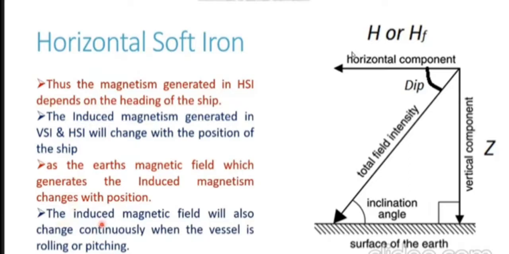Now, the induced magnetism in the ship's structure will also change continuously when the vessel is rolling or pitching. When the vessel is rolling or pitching, the fore and aft longitudinal or the outward ship beam or the vertical structures are also changing their orientation time and again. With every roll and with every pitch of the ship, the HSI and the VSI are going to change their orientation. And as their orientation changes, the induced magnetism in those structures also changes.